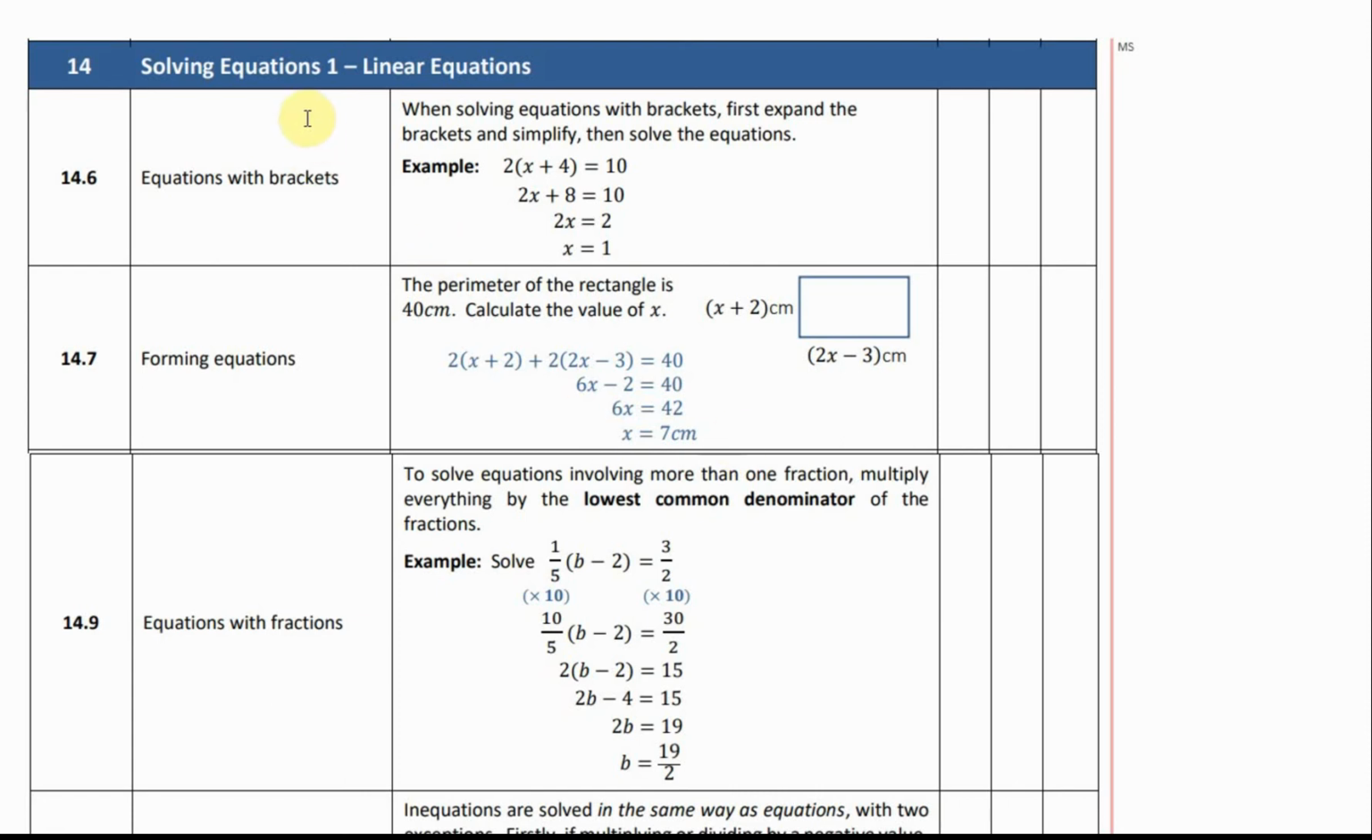Okay, so section 14 on the zeta. We're going to look at equations and inequations. And I think this bit here should be quite straightforward. So solving a very basic equation.